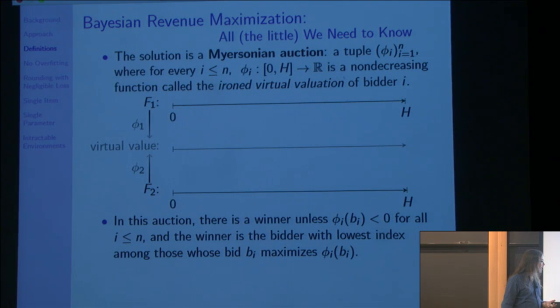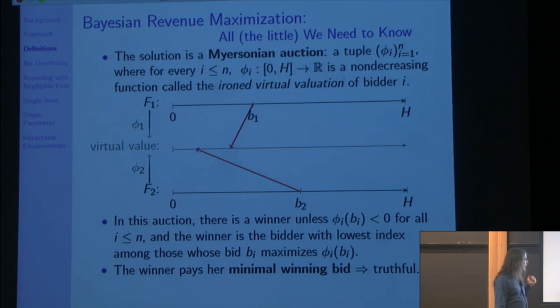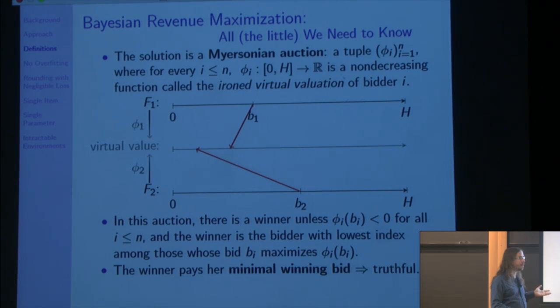Otherwise, the winner is the bidder with the maximum virtual bid. So maybe the first bidder bids B1 and the second bidder bids B2, but maybe the virtual bid of the first bidder is higher. So they will be awarded the item even though they bid less. And once again, to make this truthful, the winner pays her minimal winning bid.